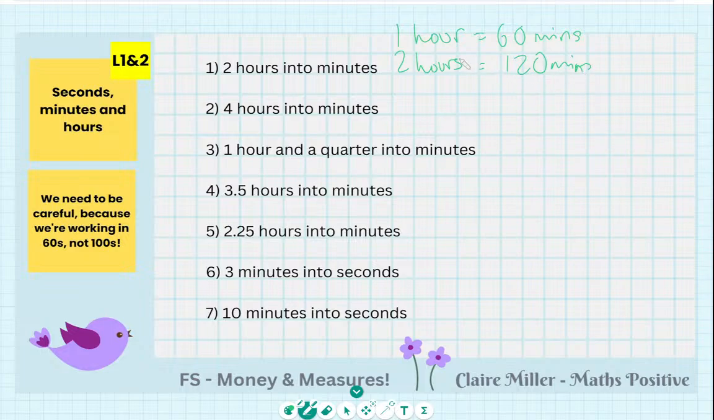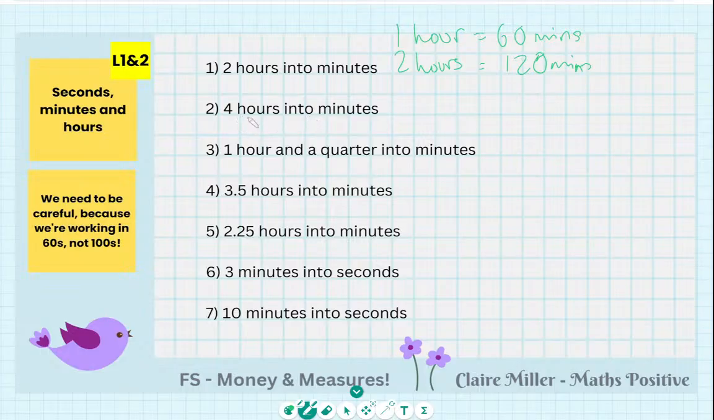Again, you're probably a little bit more used to this than some of the decimals because we do this in day-to-day life sometimes, these kinds of conversions. But notice it's not 200 minutes or anything like that. It doesn't really look like a 2. It's quite different because it's 2 lots of 60.